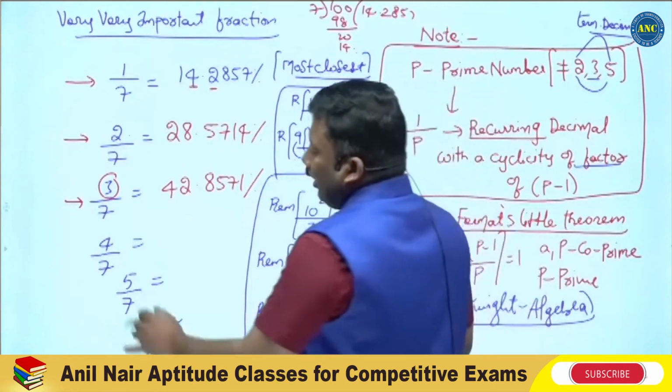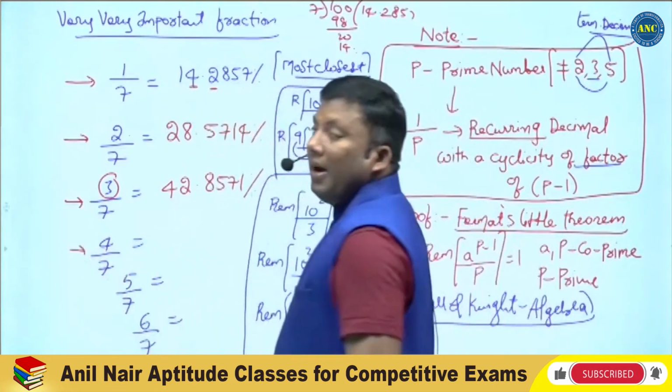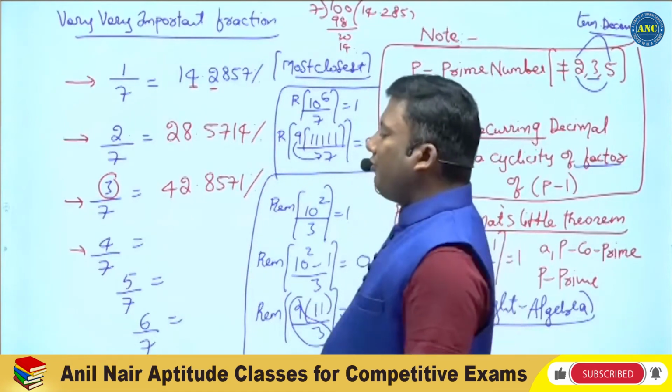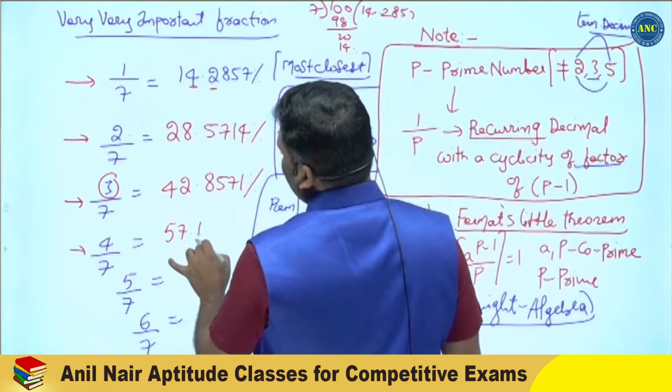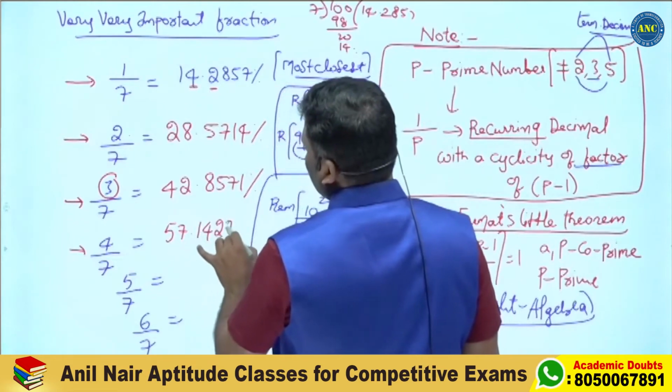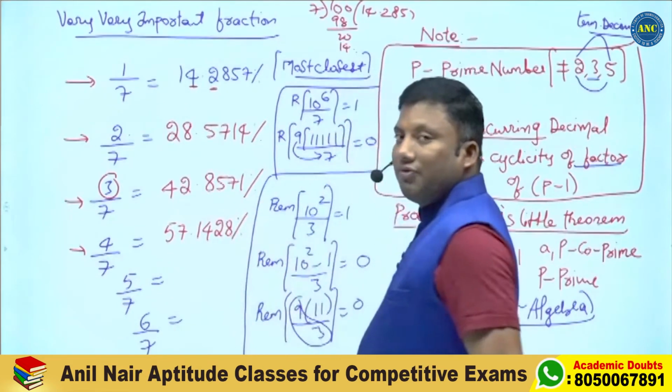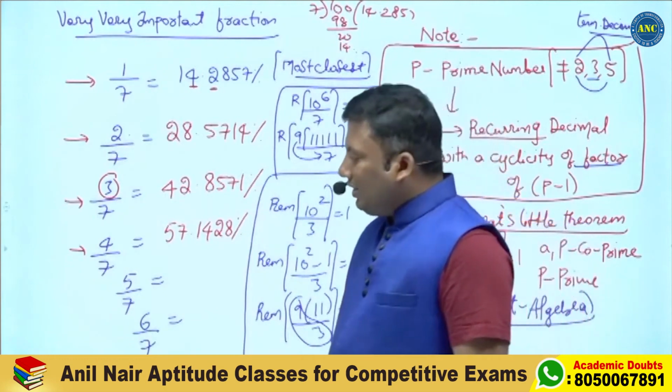4 by 7. Take the numerator 4, multiply by 10. 4 tens are 40. 7 goes how many times? 5 times. So 57.1428. I hope the idea is clear.